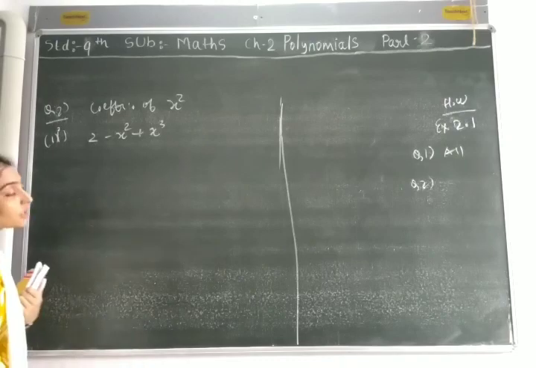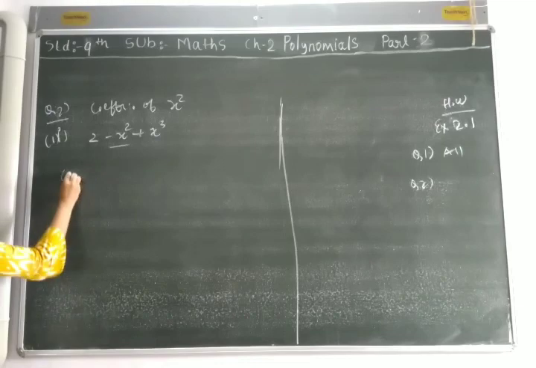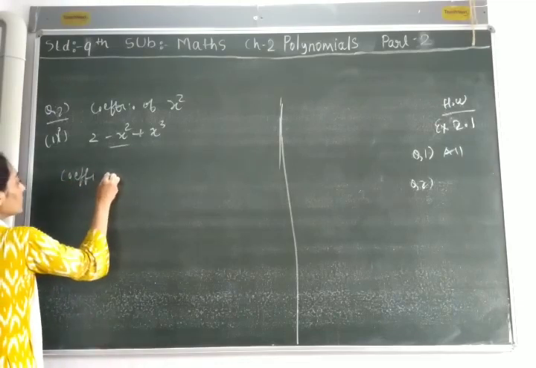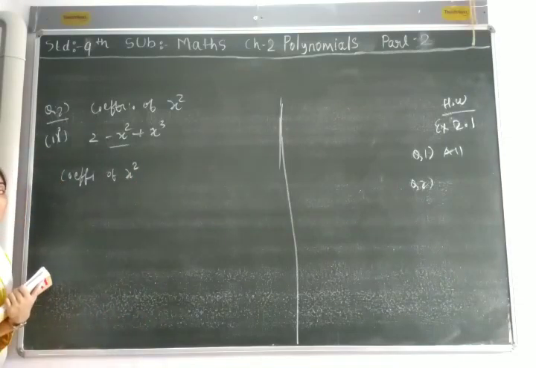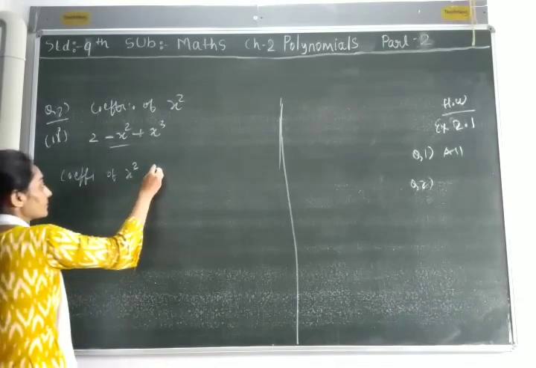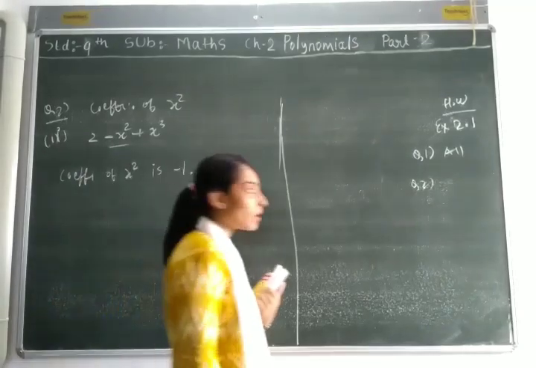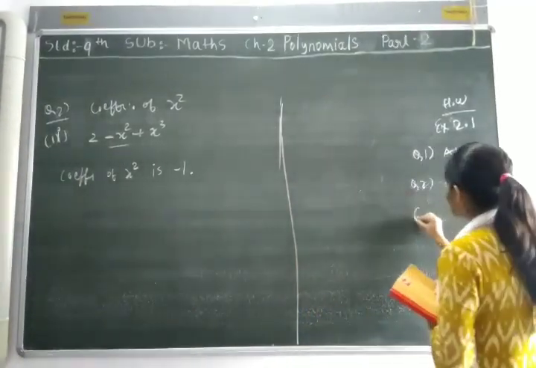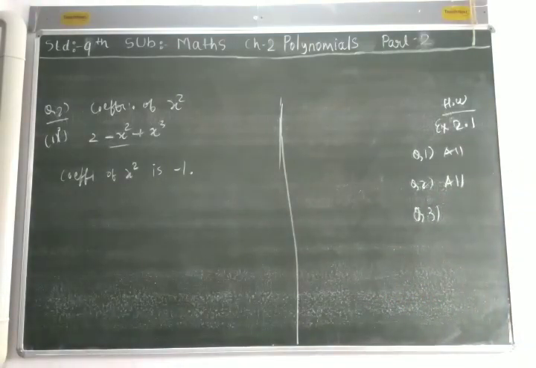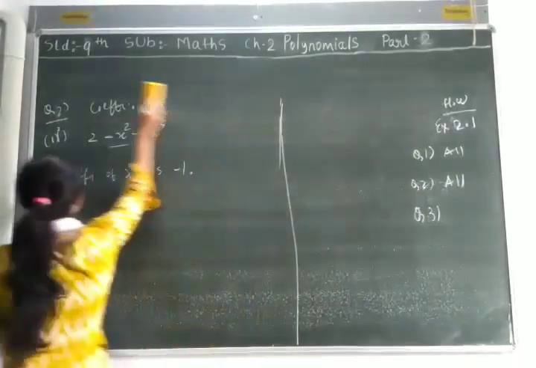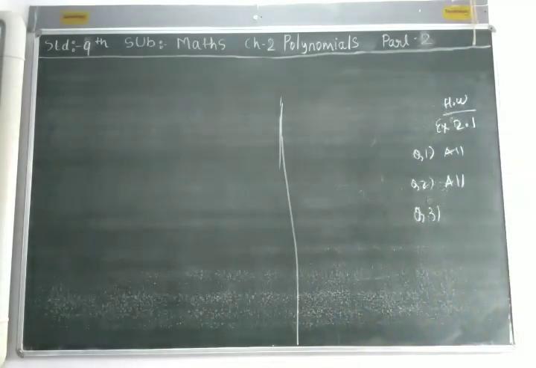We have to write only the coefficient of x square. Okay, so here x square is given. Likewise, you can solve all these questions. Now, move on to question number 3.